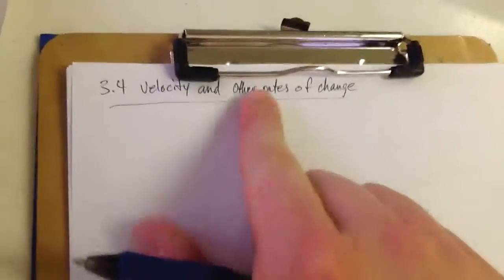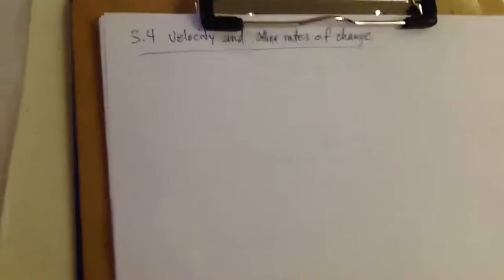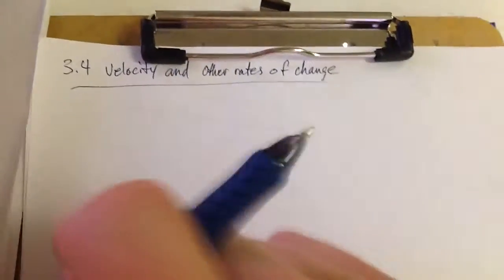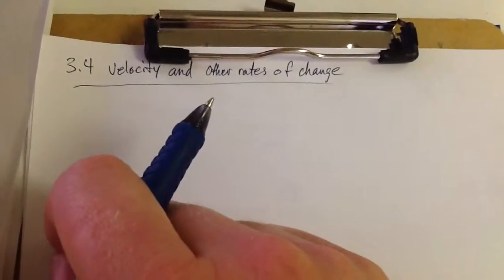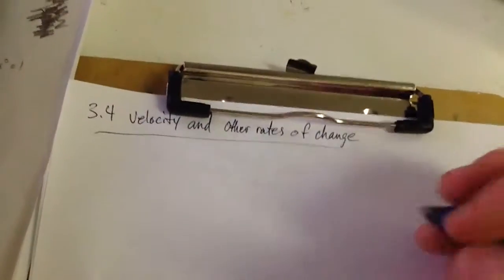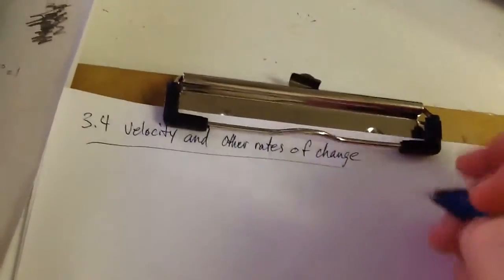Basically, this is all about, well, derivatives. Derivatives are rate of change. Rate of change is slope, right? So derivatives are all about slopes and rate of change. Velocity is the derivative of position. I kind of mentioned that before.